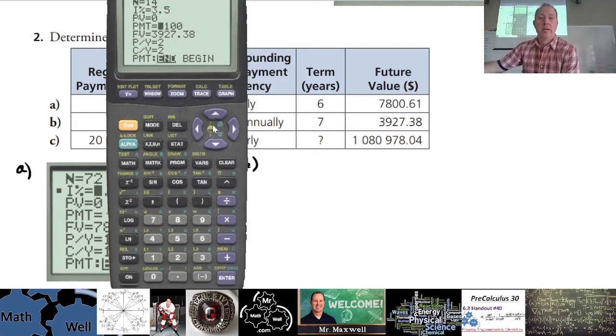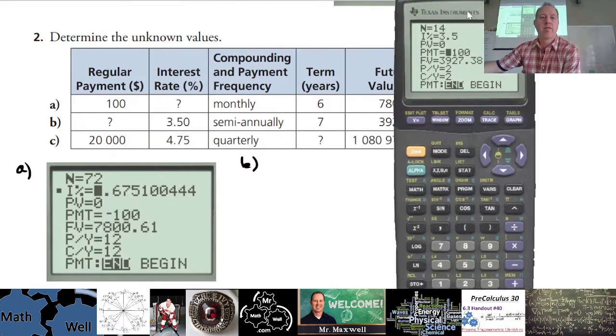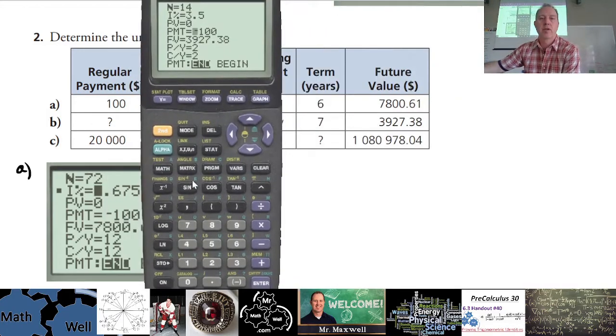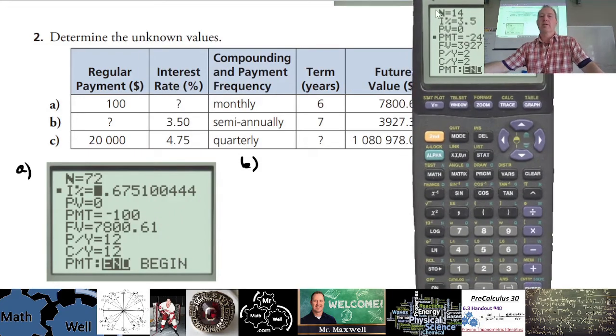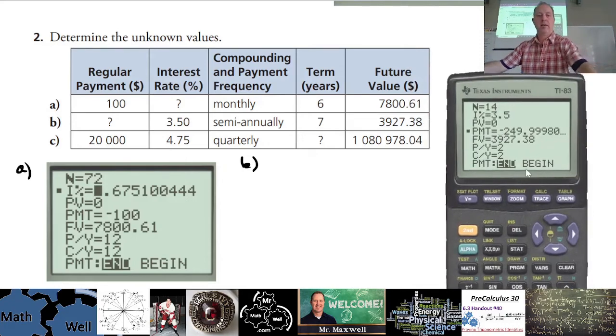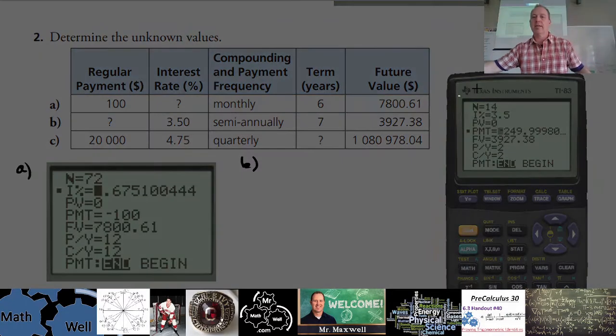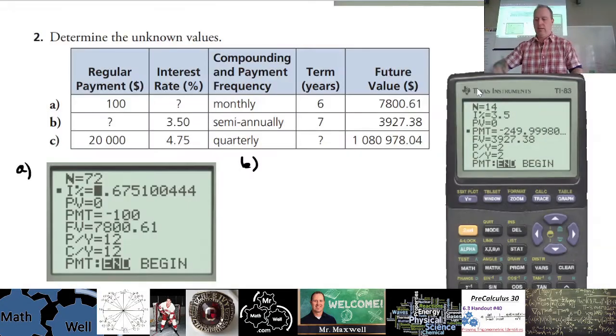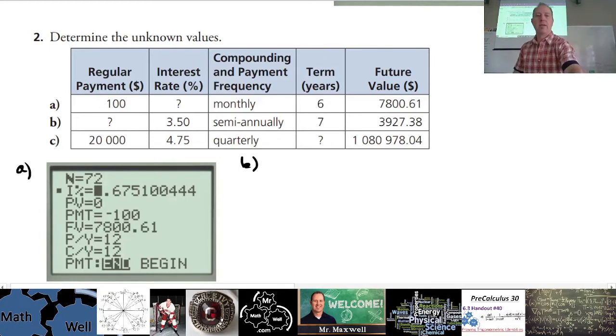Okay, so I am looking for regular payment. Now I'm highlighted on payments. I do alpha, enter, and it looks like in order to receive $3,927.38, I should be putting in $249 every 6 months, semi-annually. Again, can someone just check the answer key in the back? Does that look right? I'm thinking it should be. Okay, yeah. All right.